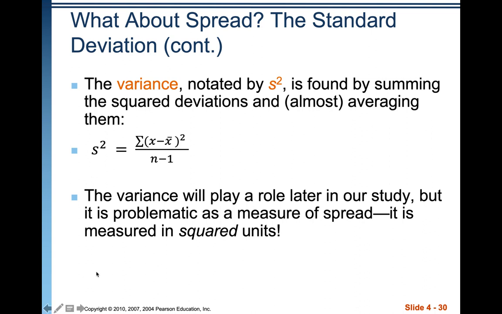So what does that look like as a formula? Here we have sigma notation, which means add the following. We're going to take each value of x, and we're going to subtract the mean, the x bar, and we're going to square it. And then we're going to take the next value of x and subtract the mean and square that. We're going to add all those up and divide by n minus 1.